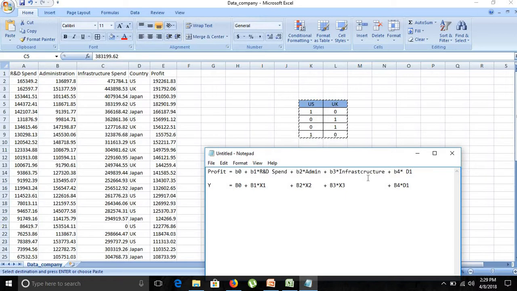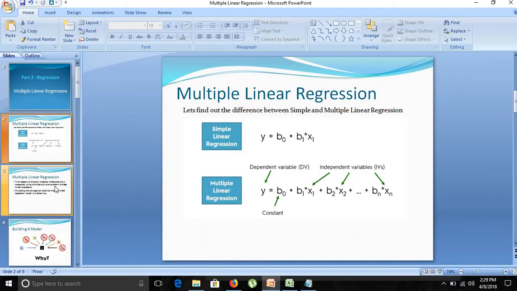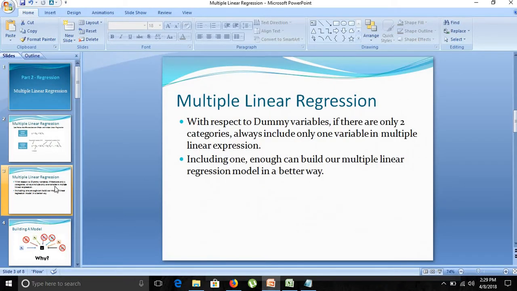So this is a takeaway from here. Always include or omit one dummy variable from the dataset which you have. Now if our dataset has US, UK and Japan, there will be 3 dummy variables. So we'll obviously include only 2 dummy variables in our multiple linear regression expression. So that's what I conveyed. With respect to the dummy variables, if there are two categories, always include one variable in your multiple linear regression. Including one is enough to build our multiple linear regression model in a better way.